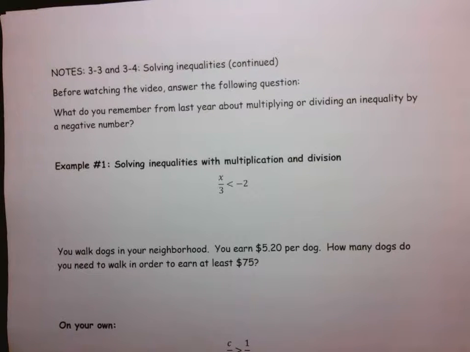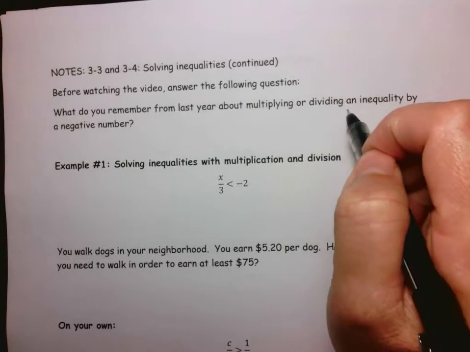This is the video for 3-3, Solving Inequalities, continued. There was no vocabulary, however, I did say before watching the video, answer the following question. What do you remember from last year about multiplying or dividing an inequality by a negative number? And the answer is, you flip the sign.